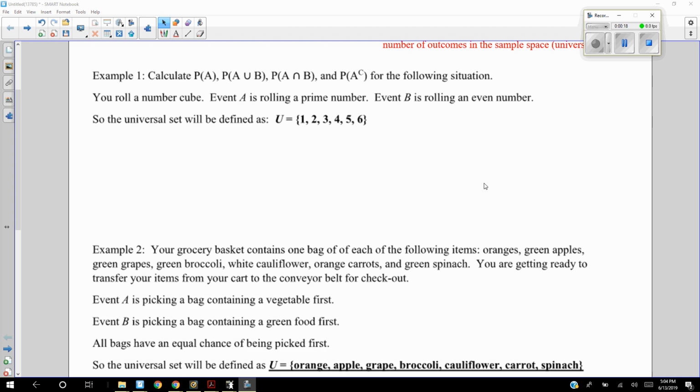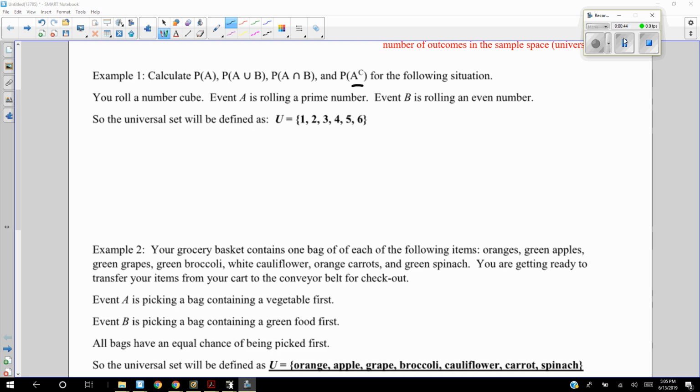So example 1 says we're going to calculate the probability of event A. We're going to calculate the probability of event A union event B, A intersection B, and then the probability of the complement of event A for the following situation. You roll a number cube. Event A is rolling a prime number. Event B is rolling an even number.